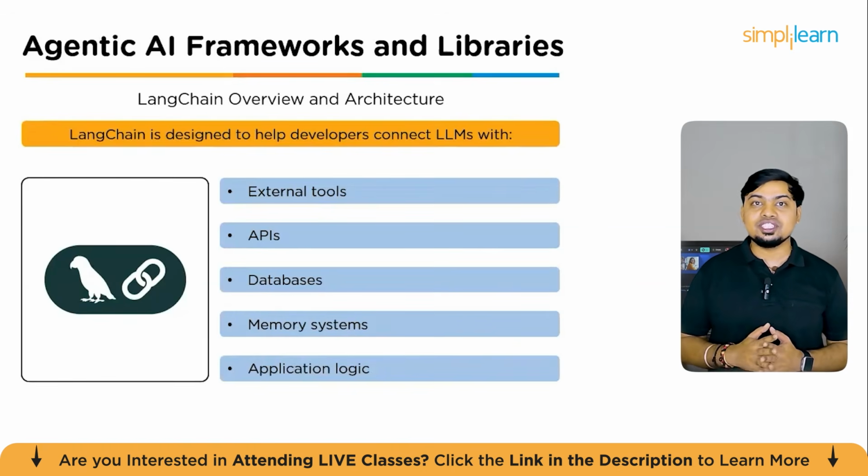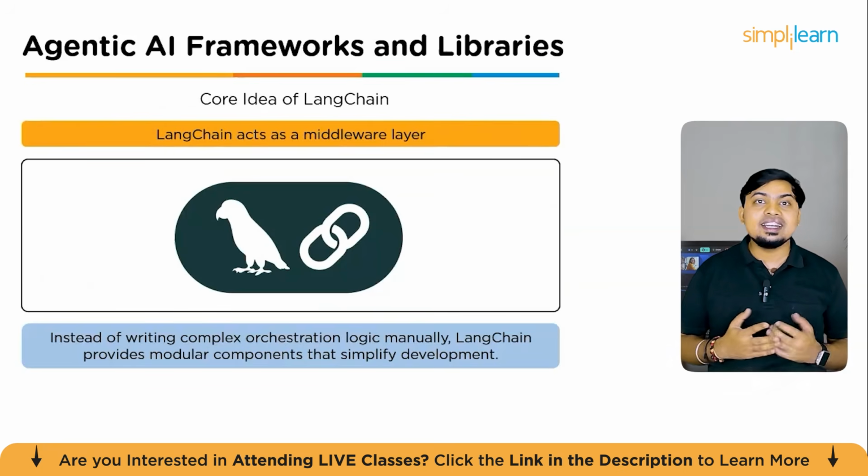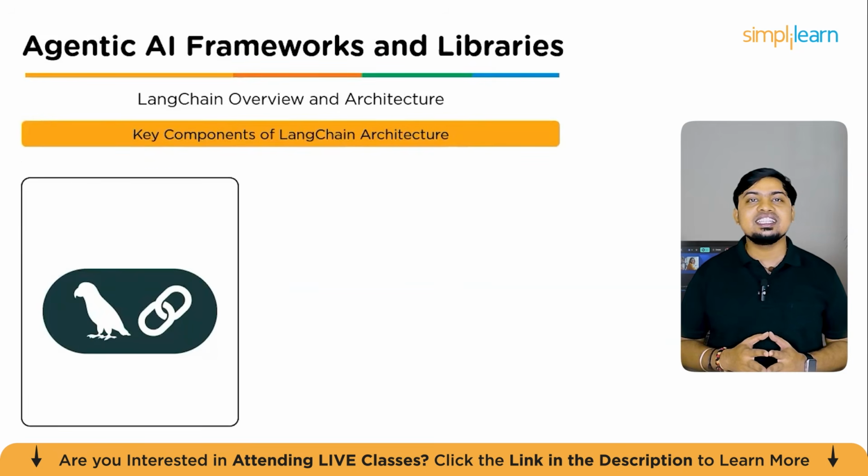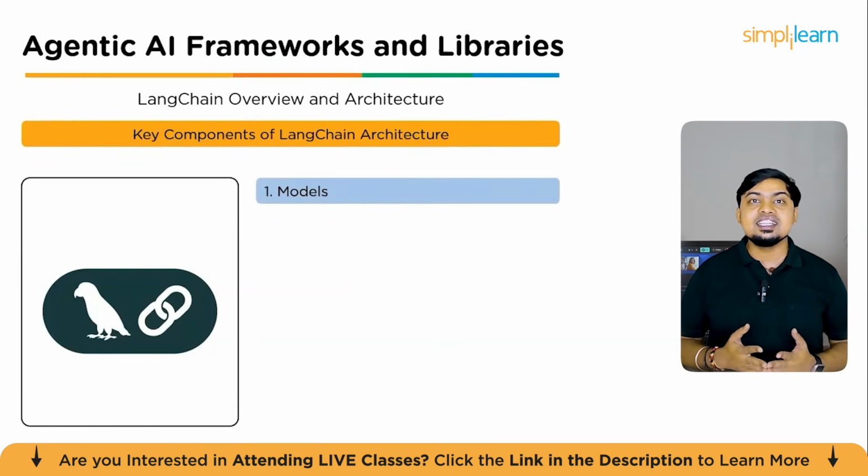Core idea of LangChain. LangChain acts as a middleware layer between language models, tools, and applications. Instead of writing complex orchestration logic manually, LangChain provides modular components that simplify development. Now, let's understand the key components of LangChain architecture. The first one, models. These are the LLMs used for reasoning and generation. These include models from OpenAI, Mistral AI, and LangChain provides wrappers to connect these multiple providers.